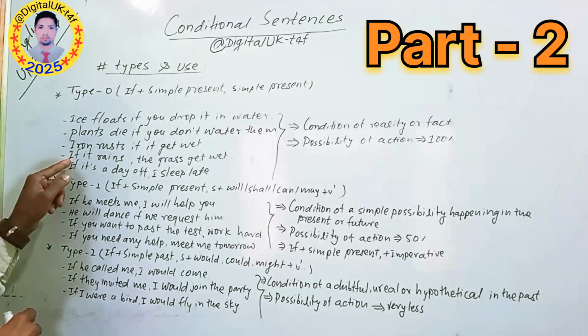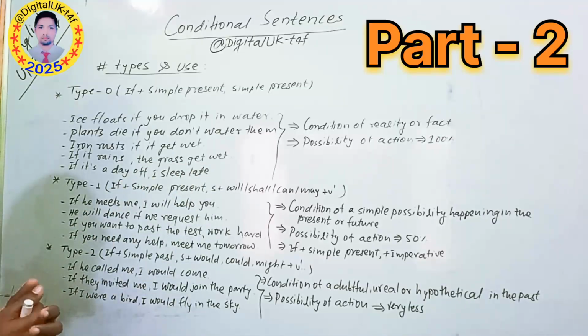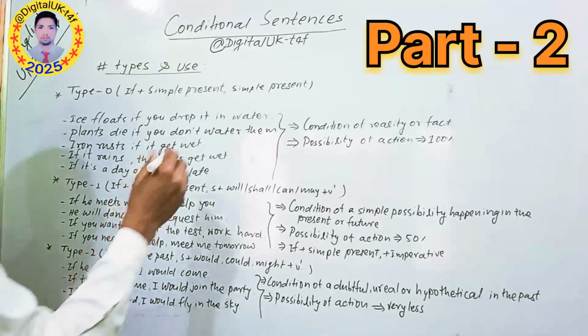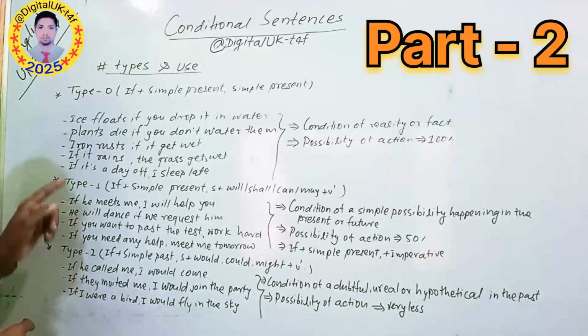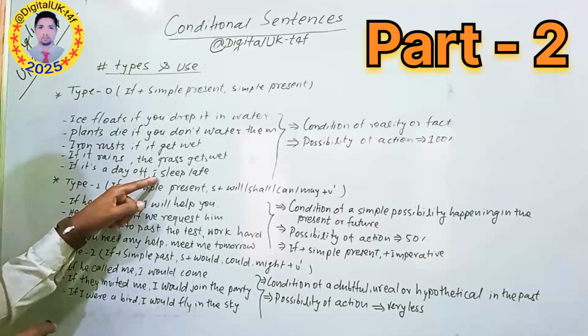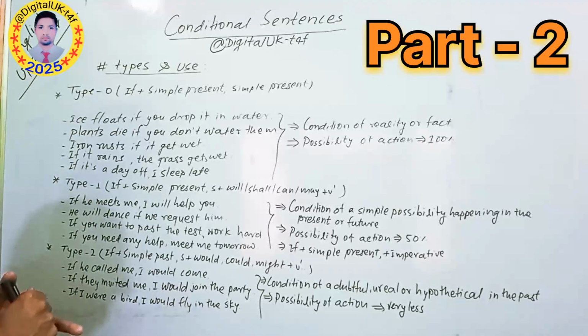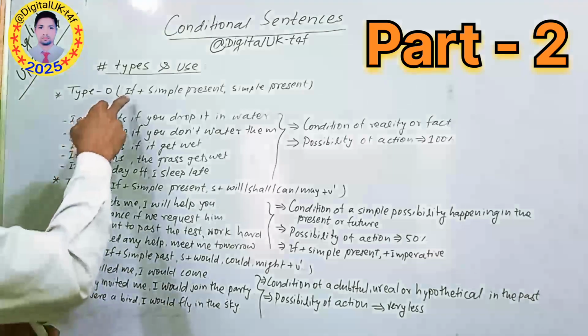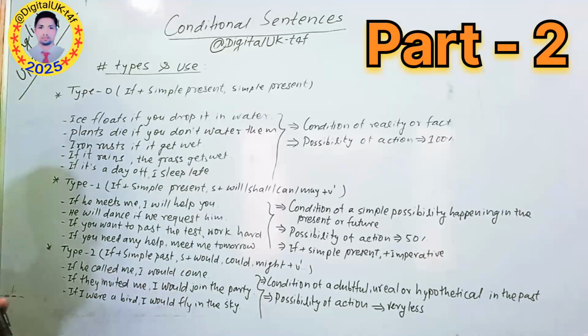Likewise the next one is: if it rains, the grass gets wet. So what can you see here? The grass gets wet. Both sides use the same tense. If it's a day off, I sleep late. So whatever the five sentences you got, what can we see? The same structure: if plus simple present and simple present. It means both clauses, PC and CC, are written in simple present tense.